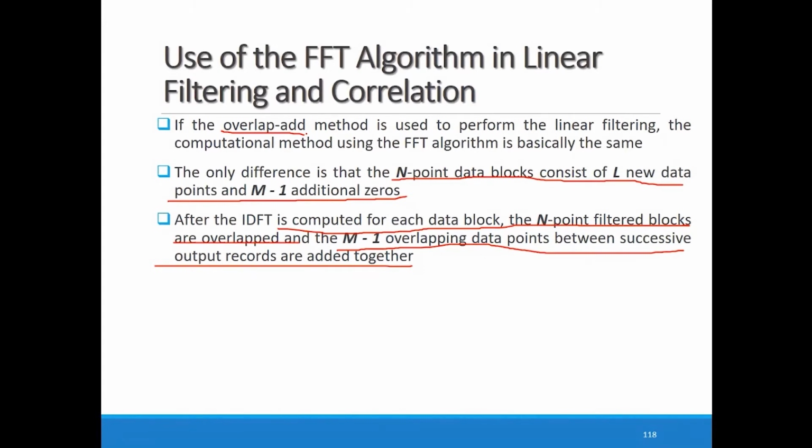The calculations are similar, only the format of calculation is a little different. In the previous case, it was overlap save, where we take the last M minus 1 data points of the previous output and keep them in overlap save mode. But here we are not keeping that data. We take the L new data points, M minus 1 additional zeros are added, and whatever M minus 1 overlapping data point values we get at the end, all these values are added. So whatever overlap we get is added at the last. This is the overlap add method, and this is how we can apply the FFT algorithm in linear filtering and correlation.